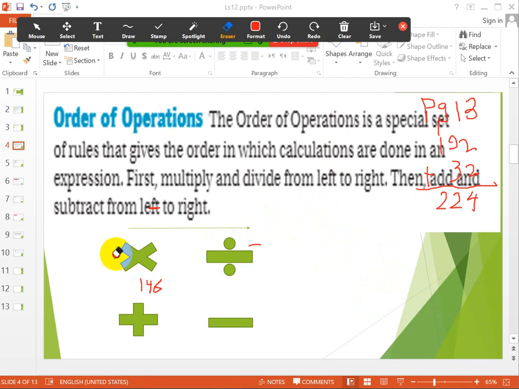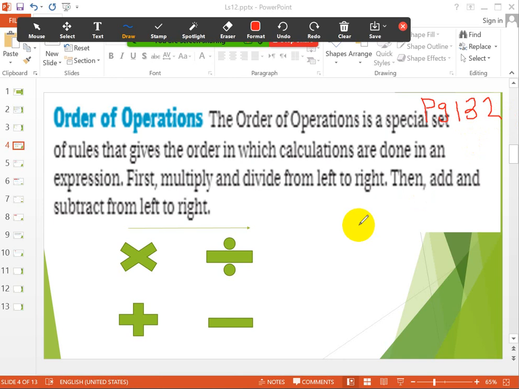Okay, girls, in math, I want you to focus with me now, please. Focus with me, please. Now, girls, in math, I have order of operations.